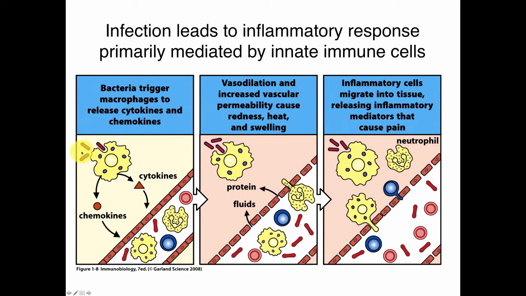You break barrier surfaces, you break the skin, you may introduce bacteria into that site. Those bacteria will engage with resident innate immune cells like macrophages. These macrophages will become activated because of activation through their pattern recognition receptors that will result in the production of molecules like cytokines and chemokines that act on the surrounding tissue to help promote the influx of fluid and cells and other molecules into the site of the inflammatory response.